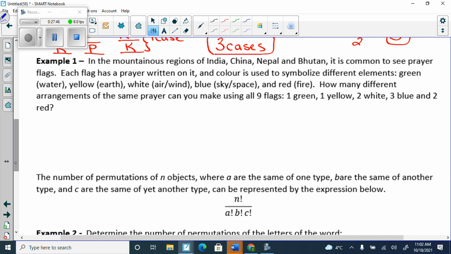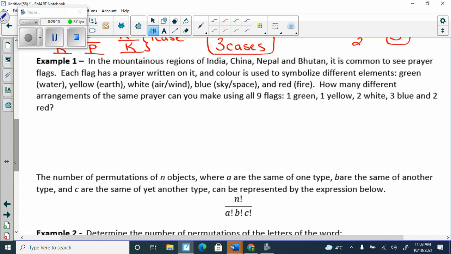And color is used to symbolize different elements. Green is water, which makes no sense to me, but okay. Yellow is earth, white is air and wind, and blue is sky space. I guess they can't do water with blue because blue is sky space, so it makes sense with the next closest. And red is fire. Now, how many different arrangements of the same prayer can you make using all 9 flags?